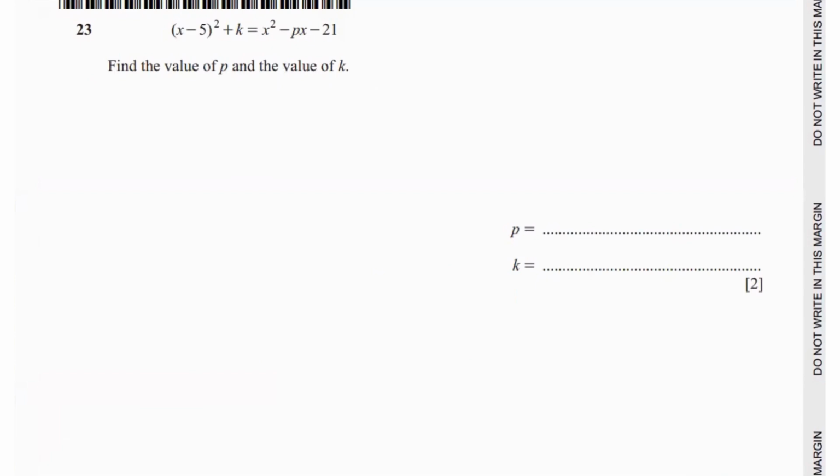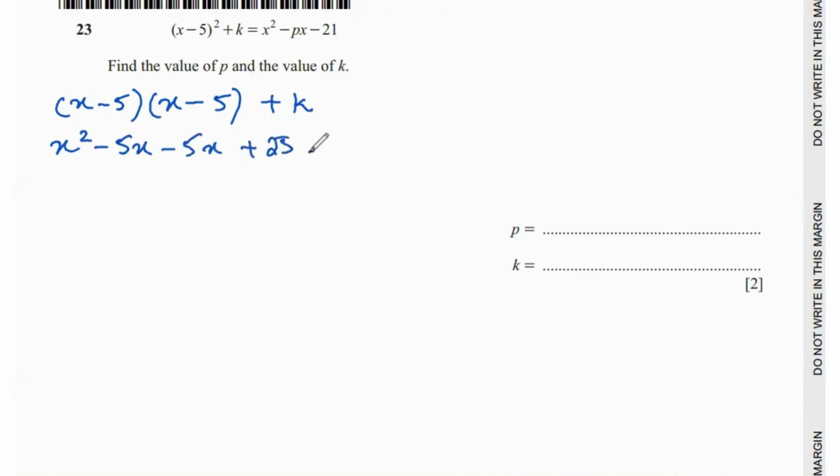Then question 23 says (x minus 5) whole squared plus k equals x squared minus px minus 21. Find the value of p and the value of k. So you're going to expand the bracket on the left-hand side. So that's (x minus 5) times (x minus 5) plus k, which is x squared minus 5x minus 5x plus 25 plus k. So that's x squared minus 10x plus 25 plus k.